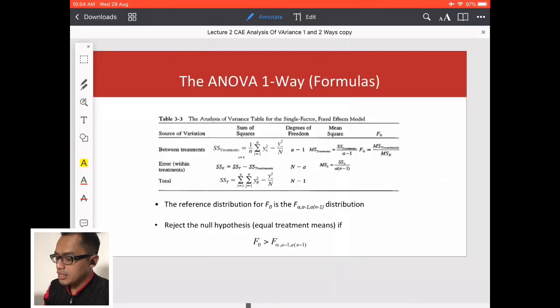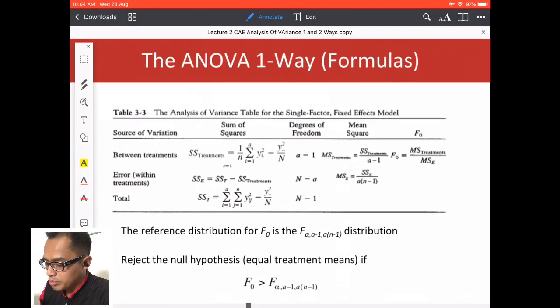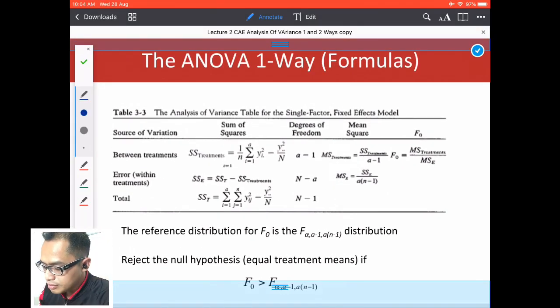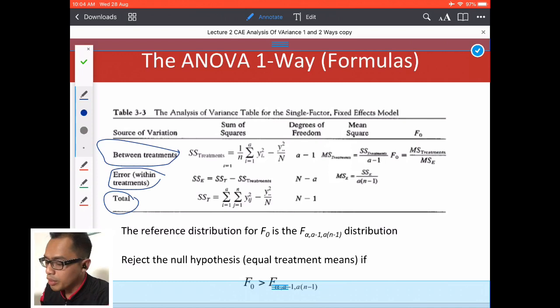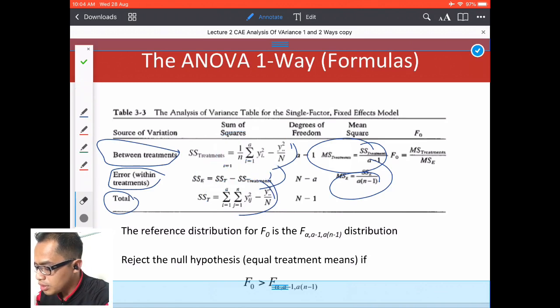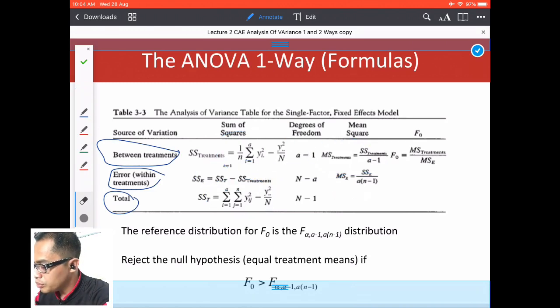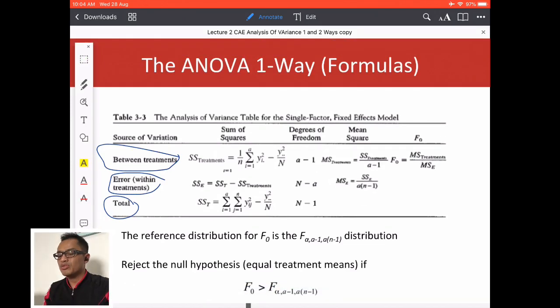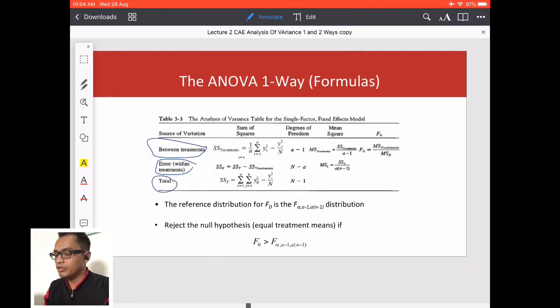Let's go back here. So here is the between treatment, this is the error and this is the total. So you need to calculate one by one. As you can see here, there are all mathematics symbols here and there. So I have to show you what these mean. We are going to use the case study just now to make things easy for you to understand.